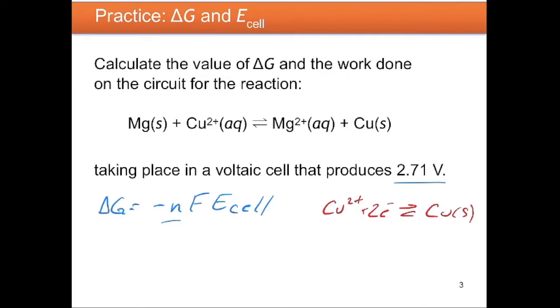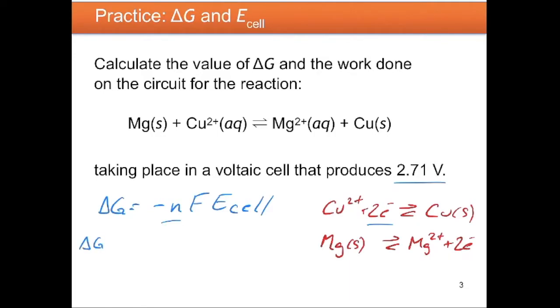Now we could do the same thing with the magnesium. We can write it just as we see it in the reaction above. We can have magnesium solid, and that's going to produce magnesium 2+. And again, to balance the charge, we could add 2 electrons to that. So you can see in both reactions we have 2 electrons, so that means that 2 electrons were transferred during this particular reaction. So now we have everything we need to solve this problem.